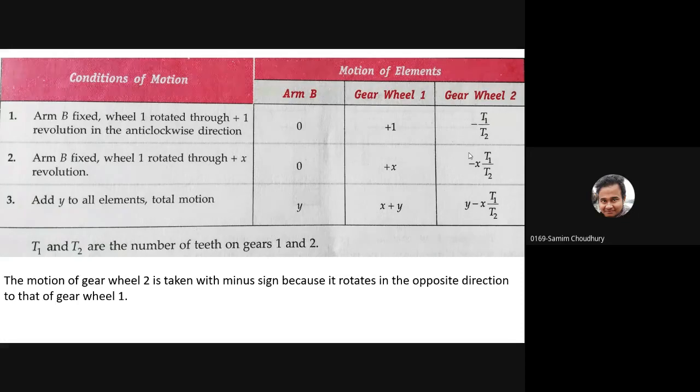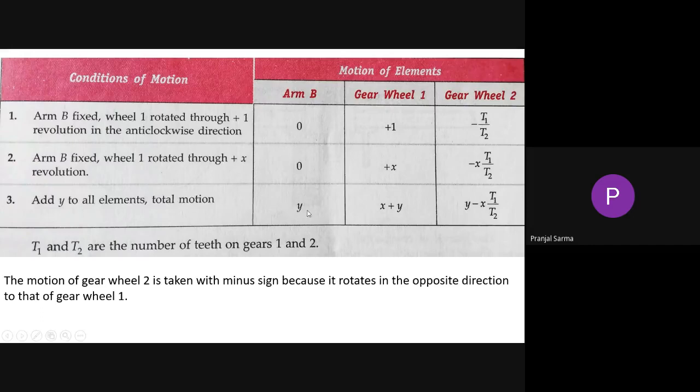Yes, sir. You can consider previously one plus x multiplied. Now suppose arm B is also given motion, which is generally given. So what total motion will we get?